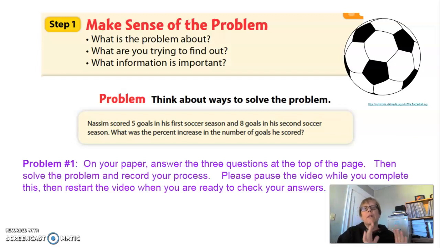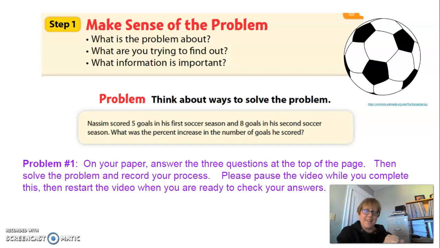Here's what you need to think about in this problem. I'm giving you just a little bit of information before you try to solve it. First of all, you need to figure out what the actual increase was. How many more goals did he score? Once you have that, you want to figure out what that is compared to the original number of goals. So we're talking about the 5. I want to know what percent the increase is of the original.